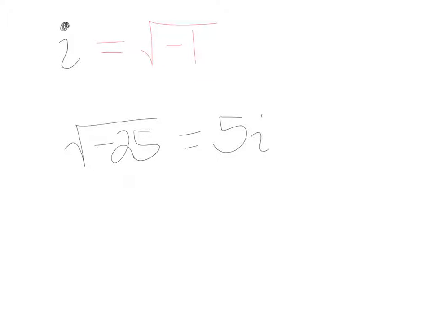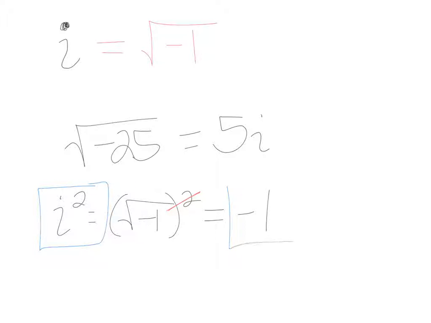If we need to square an imaginary number, it's the same thing as squaring the square root of -1. And since a square and a square root cancel, i squared is equal to -1. And that's going to come up several times in these types of problems.